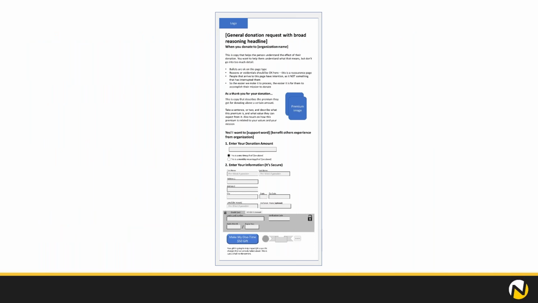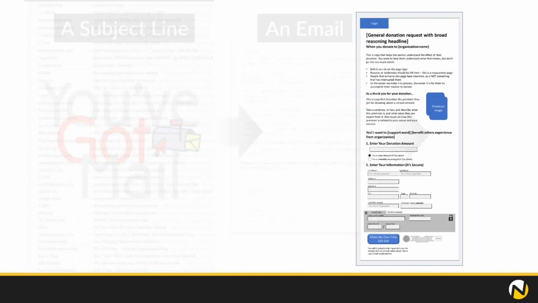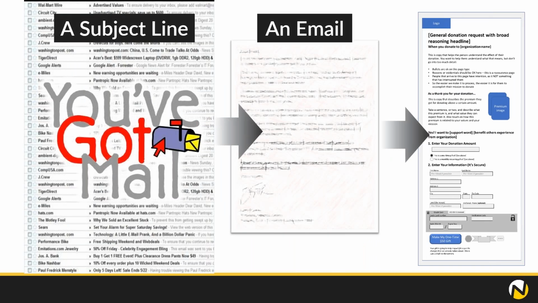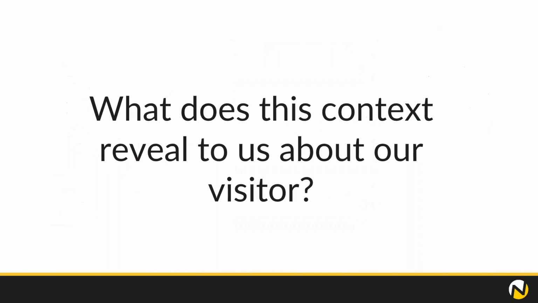So we've got another donation page. But what if it came from an email, right? And so this is a random picture of somebody's email inbox online. And your email is going to probably be somewhere over here or over here, amidst everything else, right? Well, let's think about this again. We've got to take them from the email to the page. What is it about this context? What does this context reveal to us about our visitor?